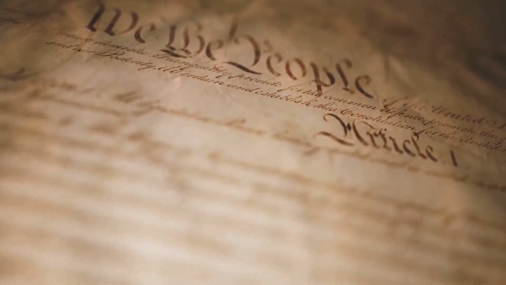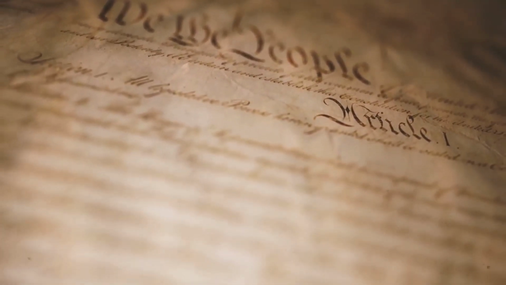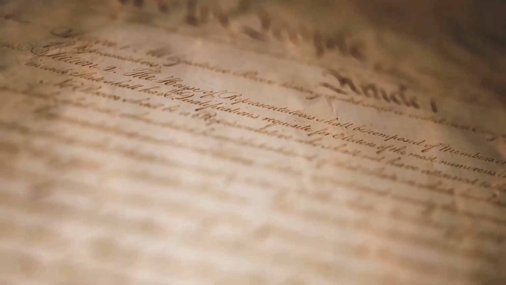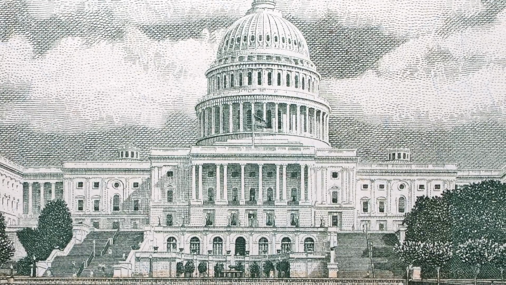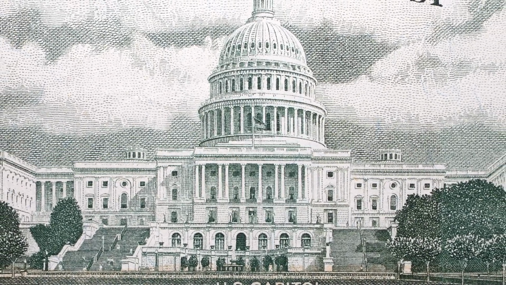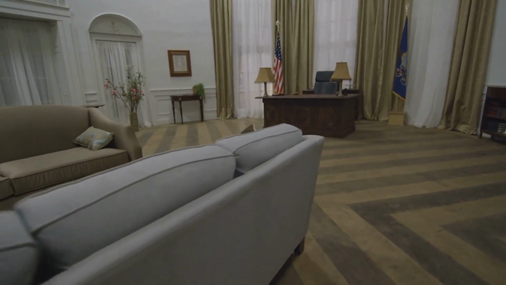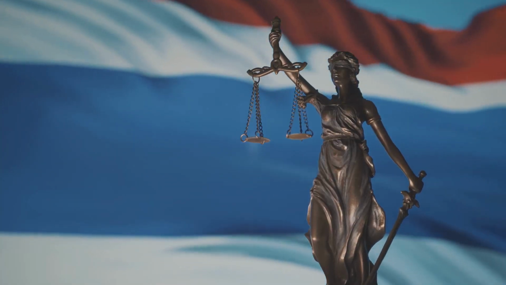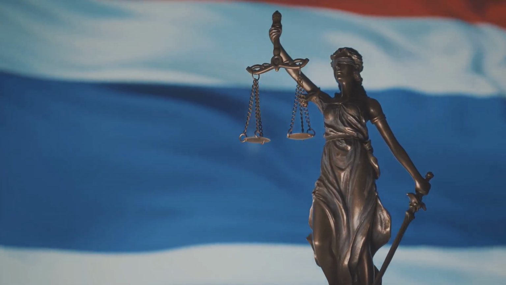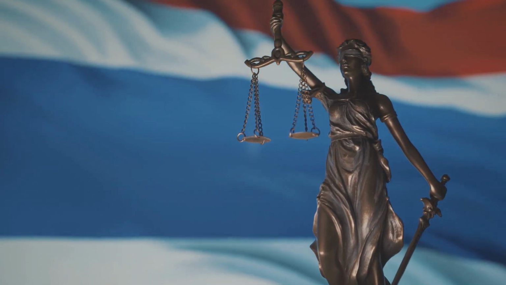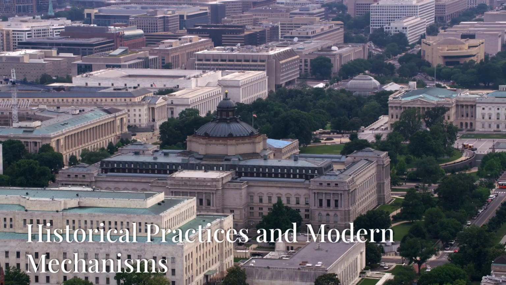At the core of the war-making process is the U.S. Constitution, which divides the power to wage war between Congress and the President. Article 1 grants Congress the authority to declare war, while Article 2 designates the President as the Commander-in-Chief of the Armed Forces. This division creates a system of checks and balances designed to prevent unilateral decisions about war and ensure that such actions reflect the will of the people.